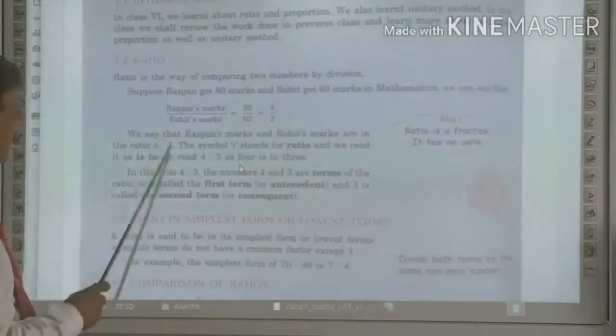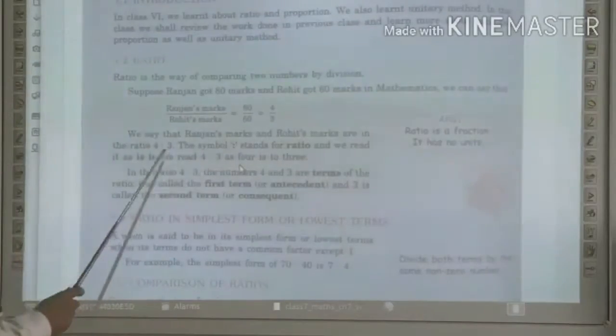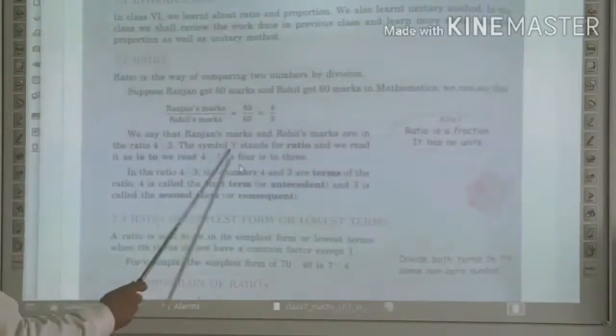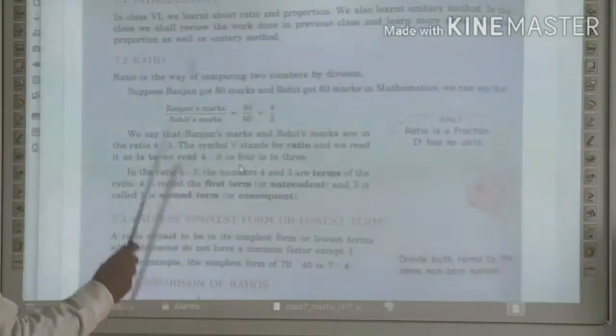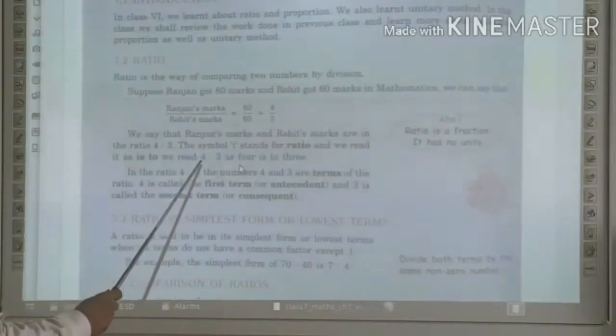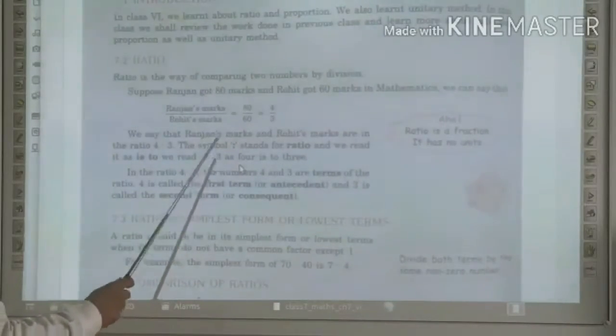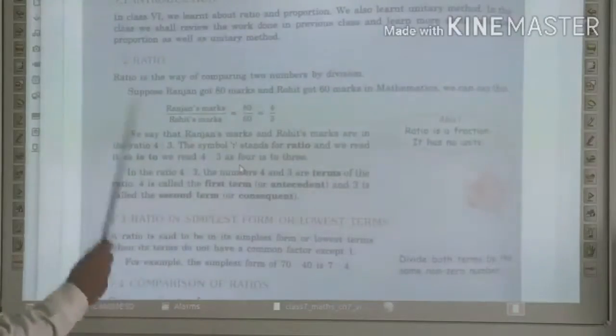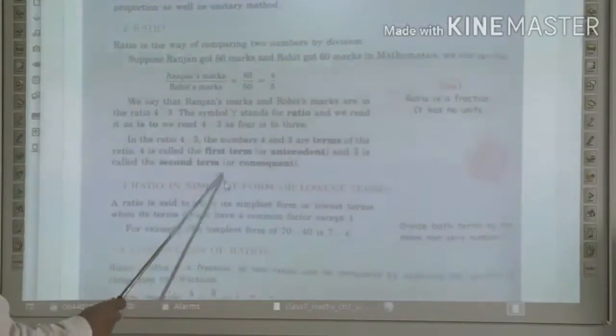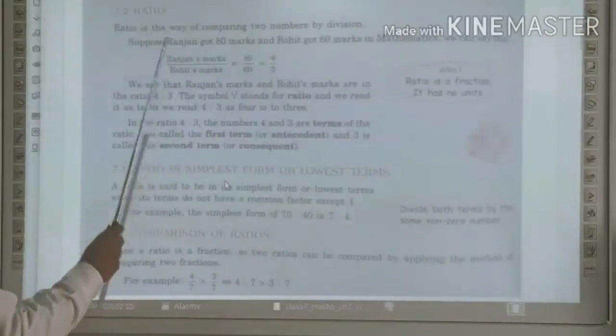We can represent 4 by 3 in ratio form, 4 ratio 3, with this symbol. This is the symbol of ratio. First number 4, second number 3. It is the first term, it is the second term.